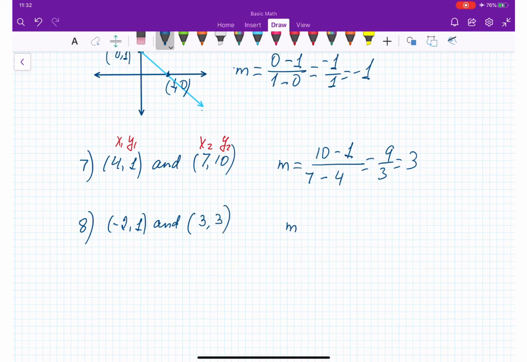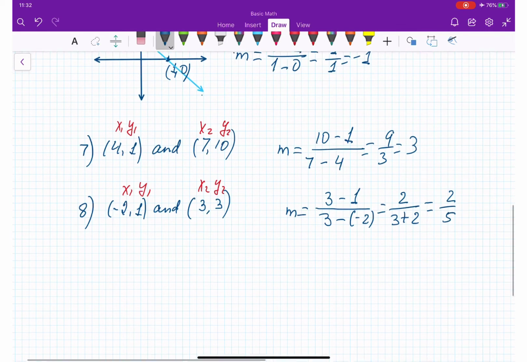Okay, m is equal to y2 minus y1 over x2 minus x1. So m is equal to 3 minus 1 over 3 minus negative 2. 3 minus 1 is 2, 3 plus 2 is 5, right? We get 2 over 5. This is going to be our slope.